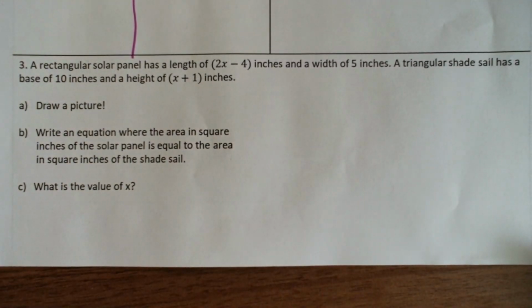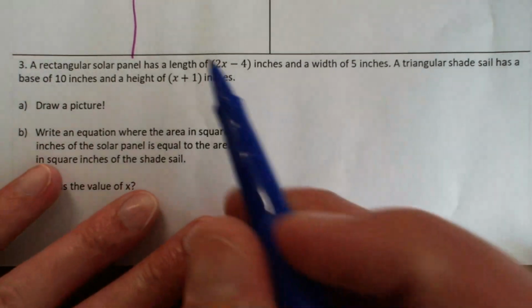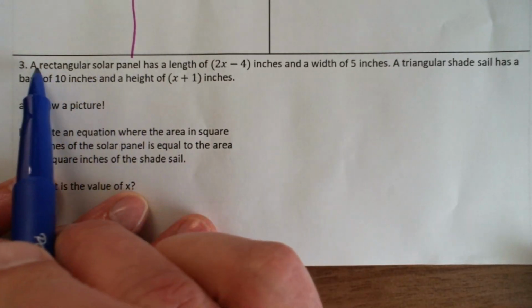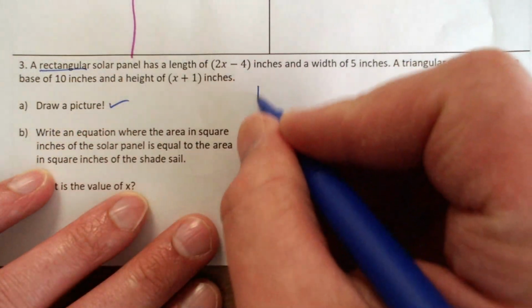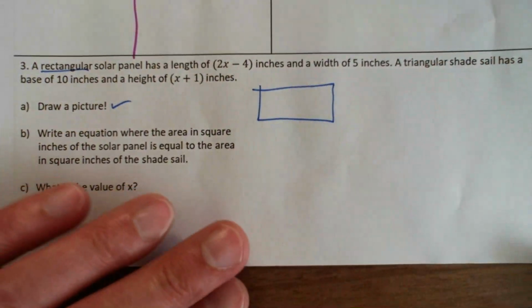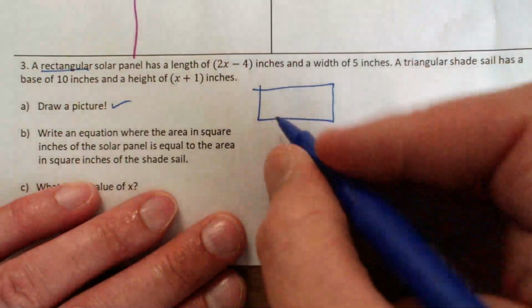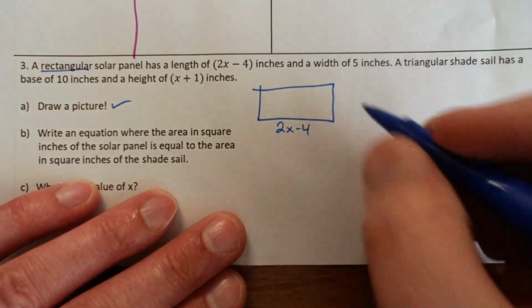And problem number 3, again, we're just writing the equation for this. It says a rectangular solar panel has a length of 2x minus 4 inches and a width of 5 inches. A triangular shade sail has a base of 10 inches and a height of x plus 1 inches. So here's the first thing I'm going to do. They didn't even ask me a question, but they told me that there is a rectangle. So I'm going to draw a picture. Here's my rectangle. It has a length of 2x minus 4 and a width of 5.